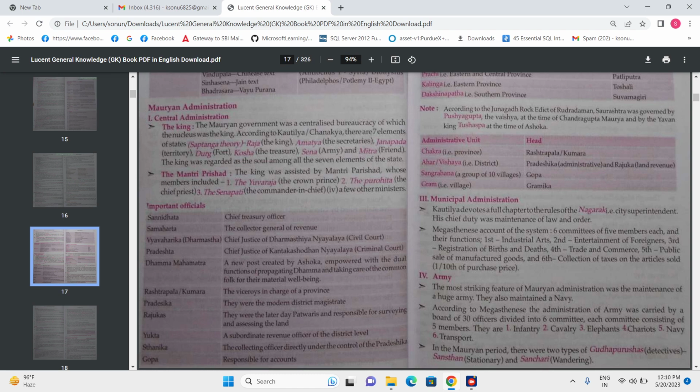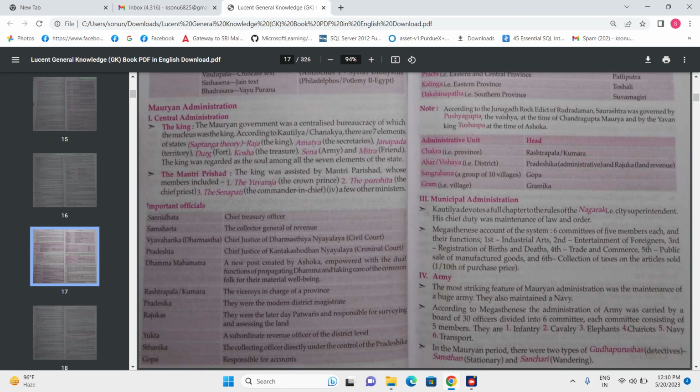Mauryan government was a centralized bureaucracy of which the nucleus was the king. According to Kautilya or Chanakya, there are seven elements of the state, also called Saptang theory. First, king, the Raja. Second, Amatya, secretaries. Third, Janpad, territory. Fourth, Durg. Fifth, treasure or Kosa. Sixth, Sena. And seventh, Mitra, meaning friend.